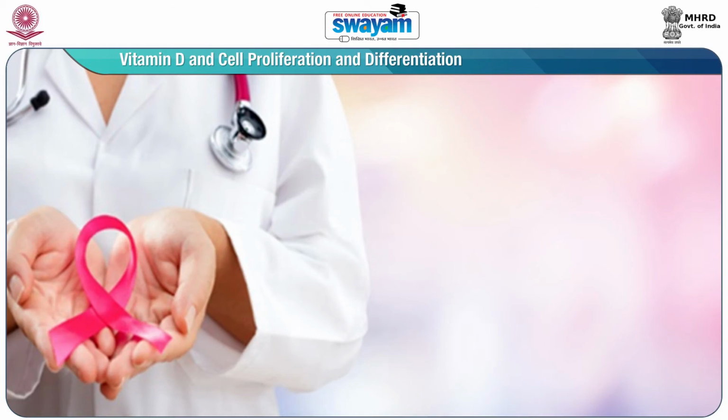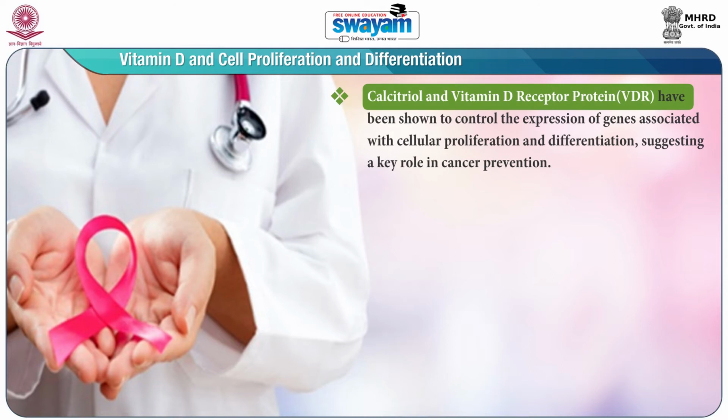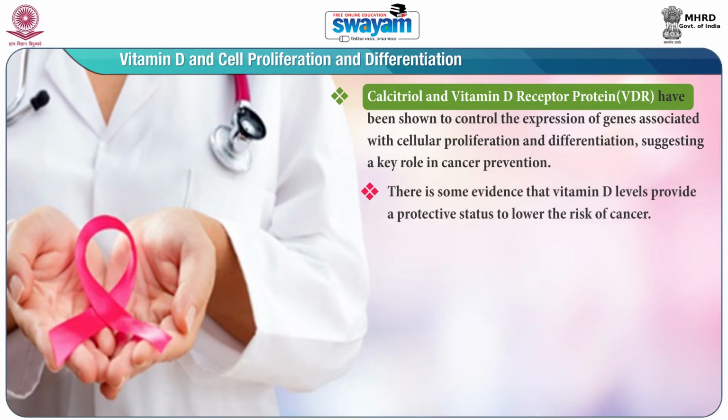Now, coming to the health benefits of vitamin D, let us see the role of vitamin D in cell proliferation and differentiation. Calciferol and vitamin D receptor protein have been shown to control the expression of genes associated with cellular proliferation and differentiation, suggesting a key role in cancer prevention. There is some evidence that vitamin D levels provide a protective status to lower the risk of cancer.